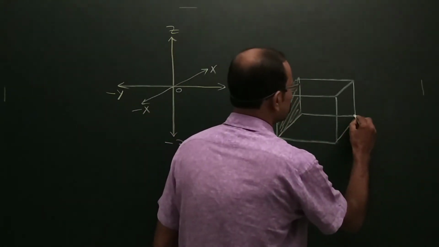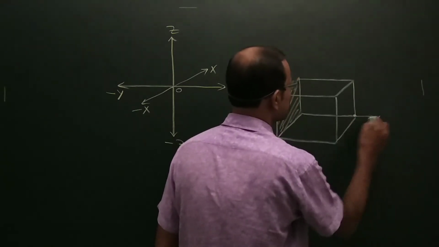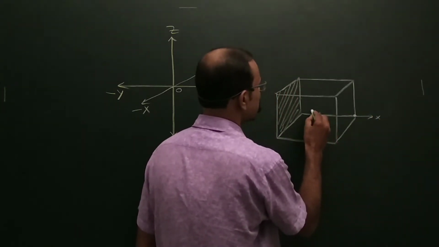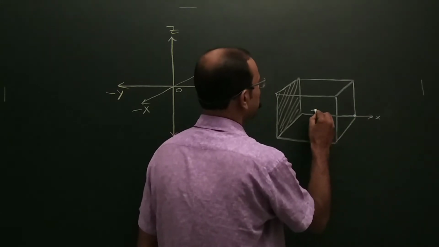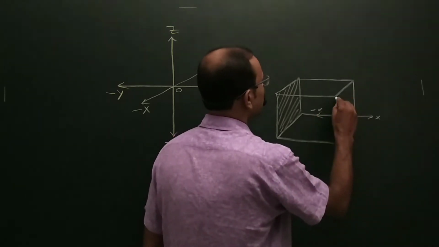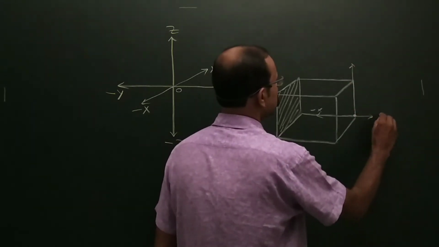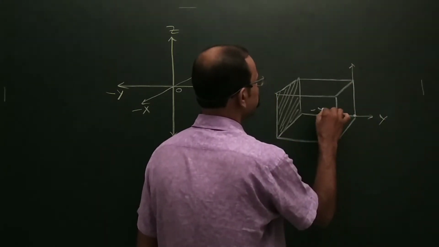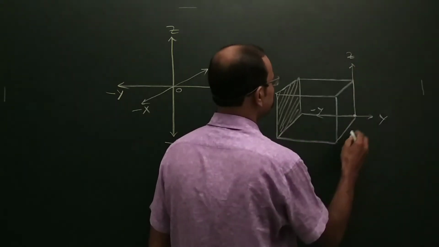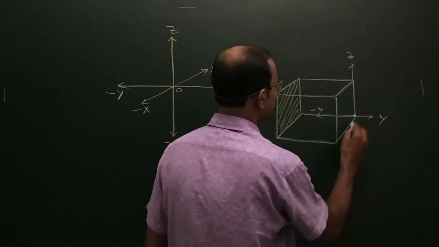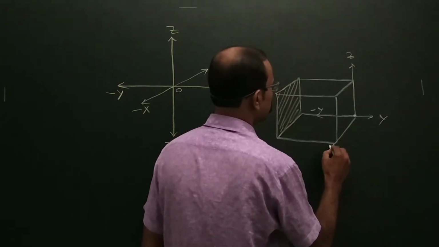So, this is positive x-axis and this is negative x-axis. Okay? Negative x-axis. Now, this is y-axis and this is negative y-axis, and this is z-axis and this is say y-axis. Okay, x-axis.